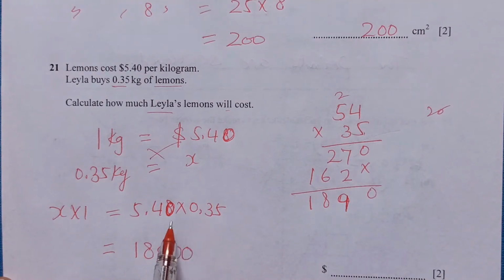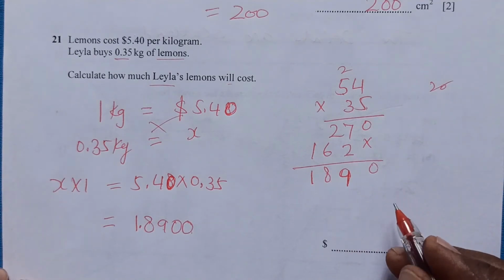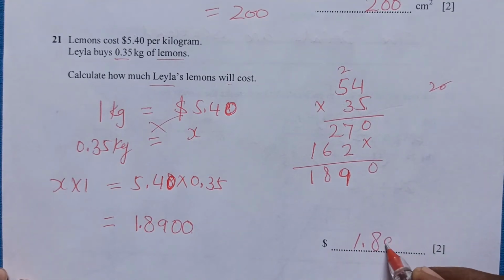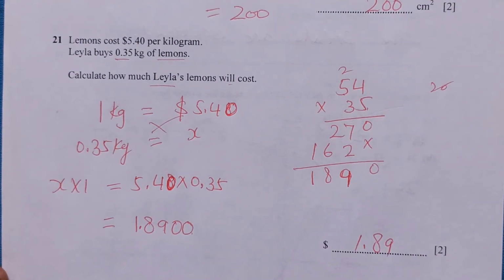Then how many decimal places do we have? 2 decimal places here and 2 here, so 1, 2, 3, 4. So we are going to add a decimal counting from here, 4 places. So our final answer will be 1.89. So that was question number 21.